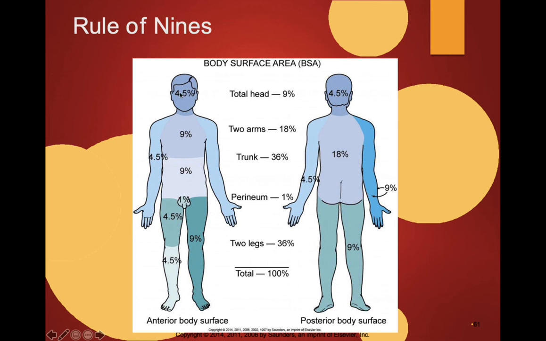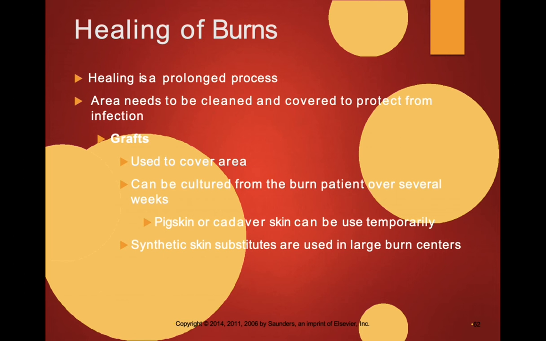When you look at the front of the face, it's 4.5%. The back of the head, 4.5%. So the total is 9%. The two arms are 18%. The front, which is 18%, the back is 18%, so the trunk is 36%. You have 9 in the front, 9 in the back, that's 18. 18 and 18 is 36%. And you have the genitalia, which is 1%. When you add them up, you get a total of 100%. And this is how we calculate what percentage of the body is burned.